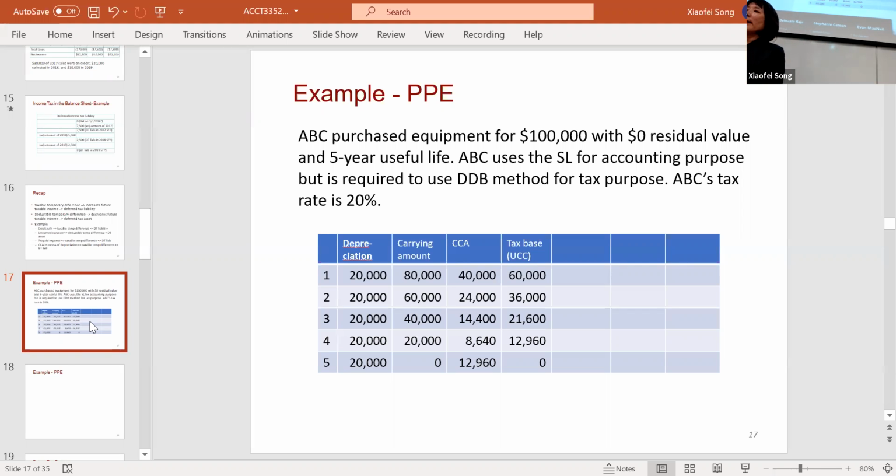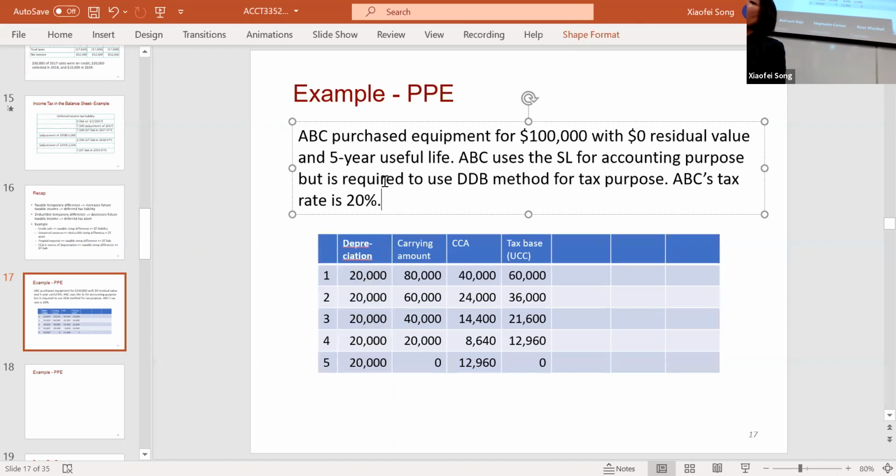So we'll start this. ABC purchases equipment for 100,000 with zero residual value and a 5-year useful life. ABC uses the straight line method for accounting purposes. So this would be the accounting depreciation each year: 20,000 each year for all 5 years.